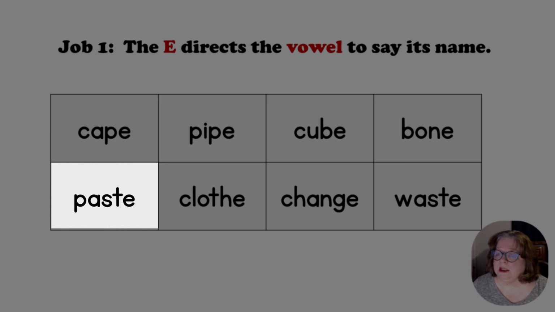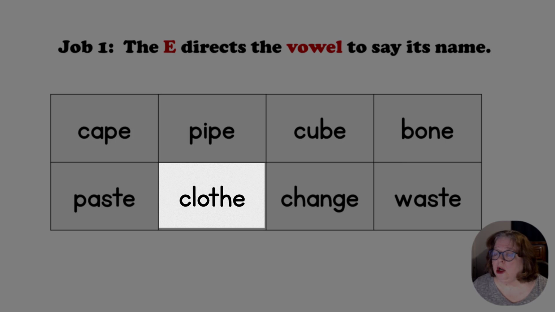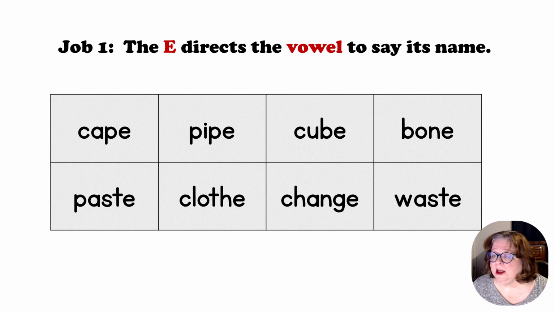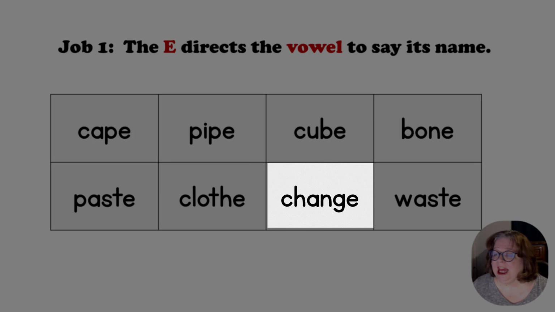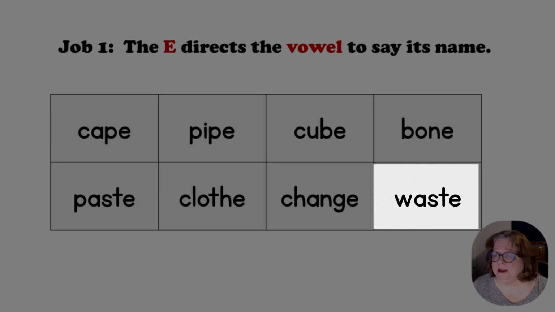Here's one that has 2 consonants together, a consonant blend. The E would still make the A say its name, so this word would be paste. Paste, clothe. Here the E actually does another job that we will talk about later, but it is still a silent E. The O is still saying its name. Clothe. The next word, change. And notice that the G does become a soft G. And the last one, waste.